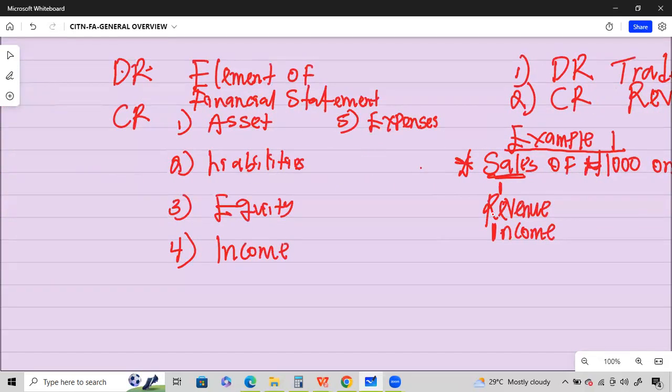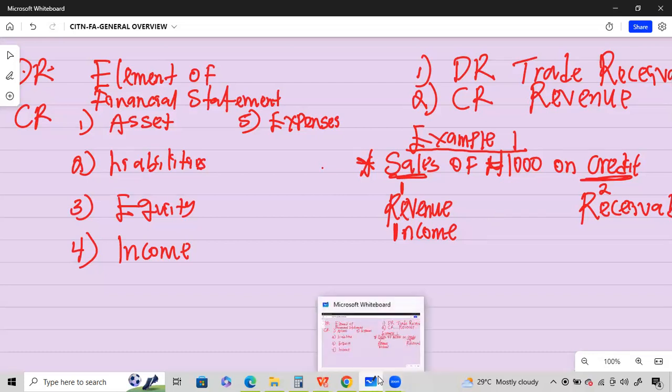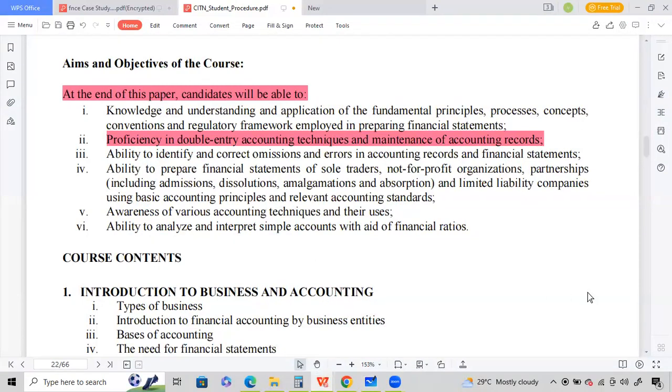Now, I also made mention that we have how many elements of financial statement? We have 5 elements of financial statement, meaning that every accounting transaction can be categorized into these 5. Whether it's an asset, a liability, an equity, an income, or expenses. So you should be able to develop a proficiency in this area. It's a very, very important thing that you should be able to know, and we are going to be doing this as we are moving on.